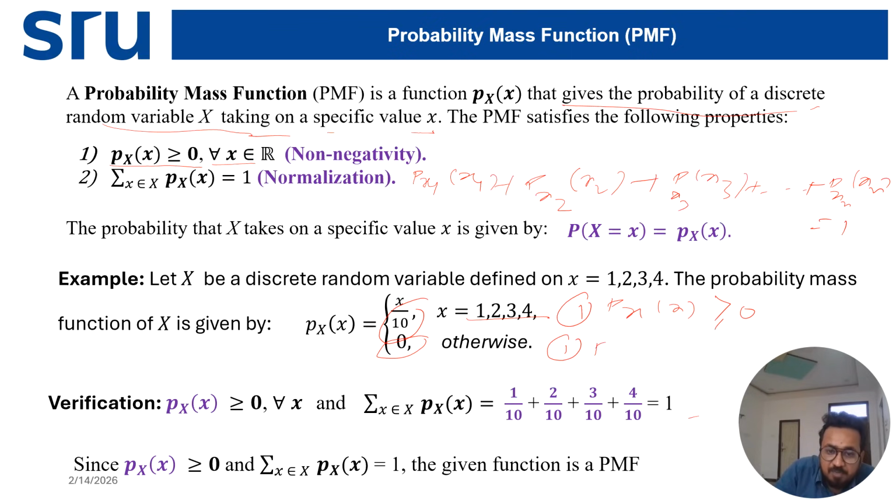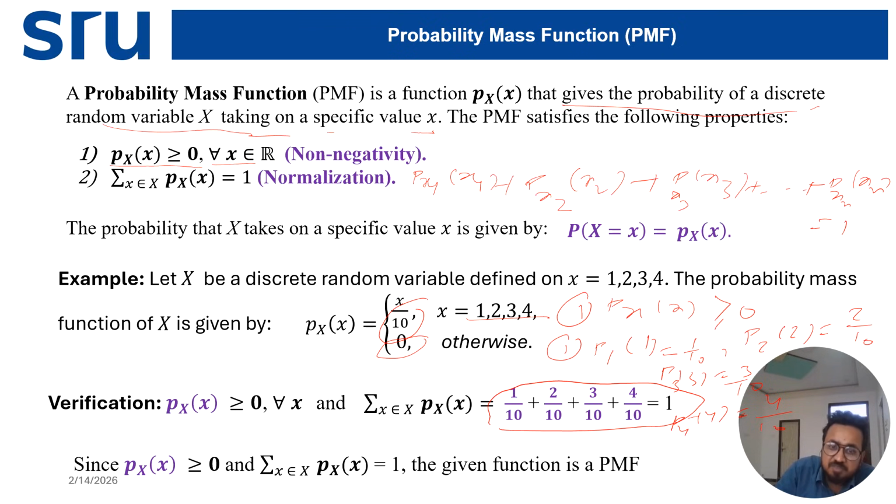Now we will find that P of 1, this is equal to what? 1 by 10. P of 2, this is equal to 2 by 10. P of 3, this is equal to 3 by 10. P of 4, this is equal to 4 by 10, right? If you add all these probabilities, we will get that this is equal to 1. Since P of x is greater than or equal to 0 and the sum of all the probabilities equal to 1, the given function is a probability mass function. So now we understand the concept of probability mass function.